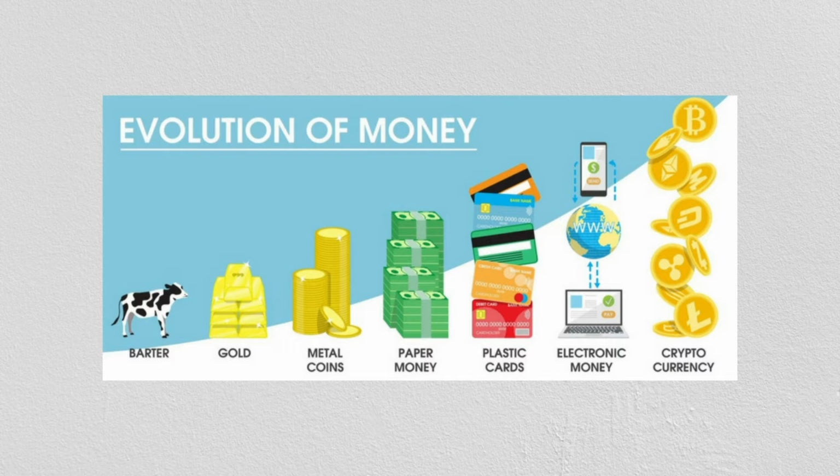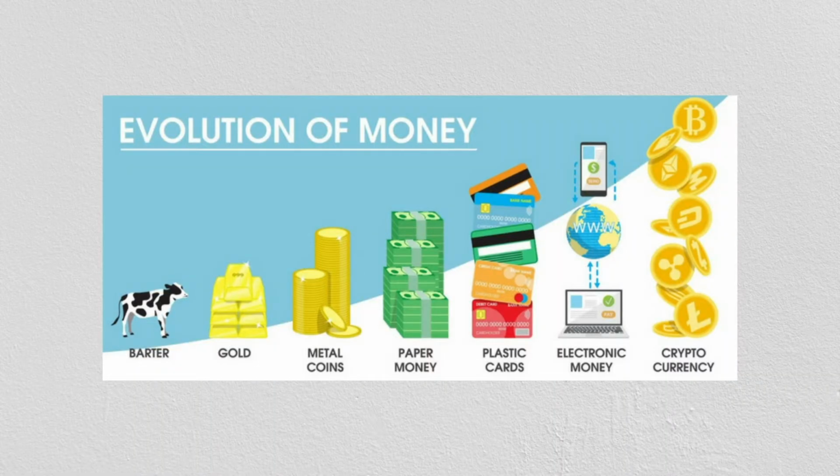Gold was there, because gold was a standard means of exchange. Afterwards, metal coins came into the picture, and from there the introduction of currency came, and then paper money. In the present scenario you see plastic cards, and then electronic money, like wallets. And in the coming years, you will find all those things replaced by cryptocurrency, which we usually call Ethereum, Bitcoin, or other things.